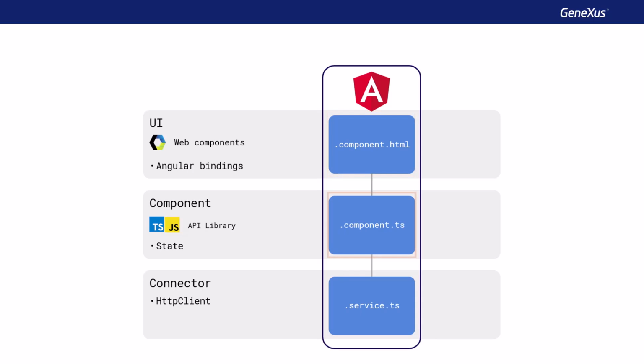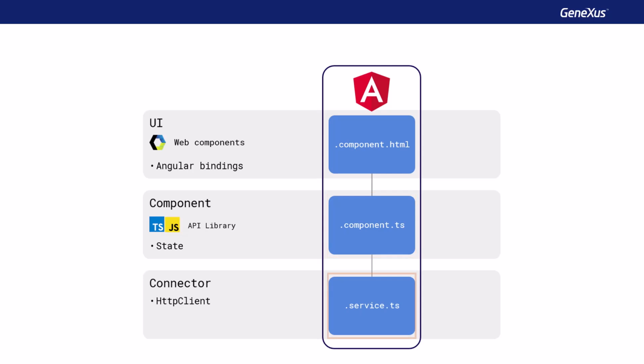The associations of the UI elements with the corresponding data in the database are also included. The component that defines the behavior and state of the controls is stored in a file ending in .component.ts. The behavior and state of the controls are programmed there in TypeScript, using the Genexus API library.